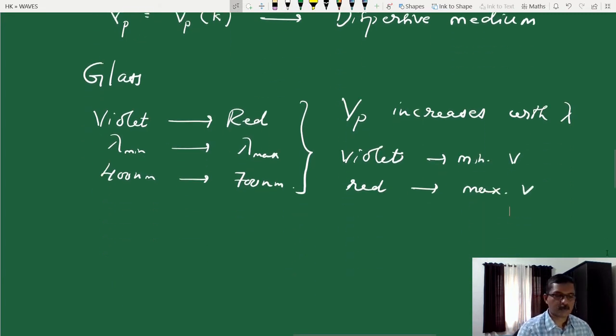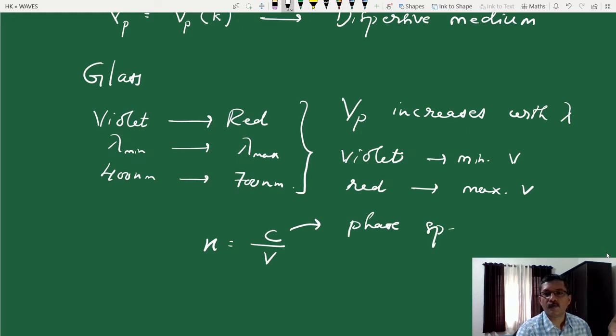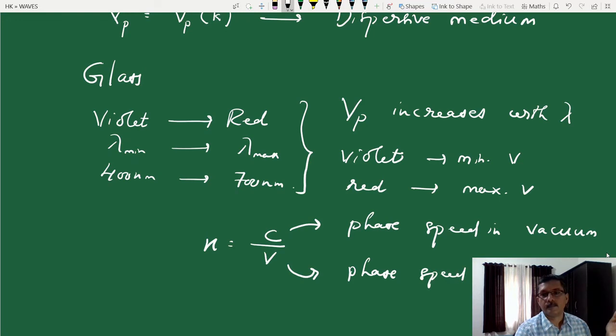Then what is the consequence of this? Refractive index is defined like this. This is a measure of phase velocity of a wave. It's defined as the ratio c by v. What is c? c is the speed of light in vacuum. Actually, it is the phase speed of light in vacuum. And the denominator v is the phase speed in the medium. This is how we define the refractive index of a medium.